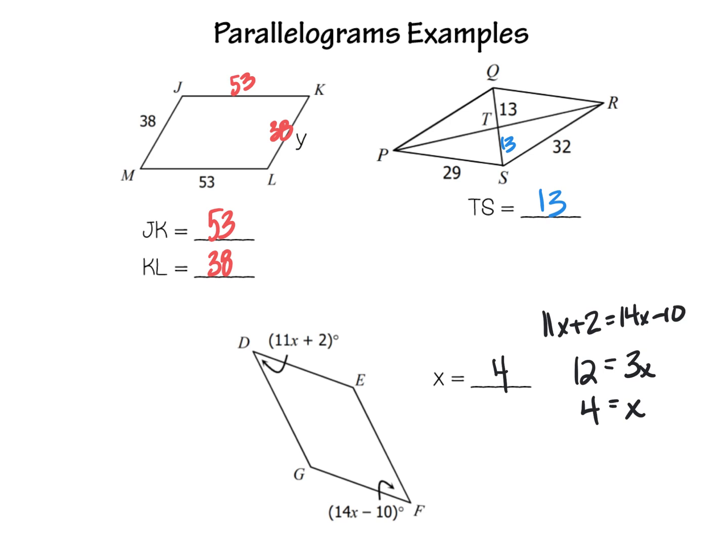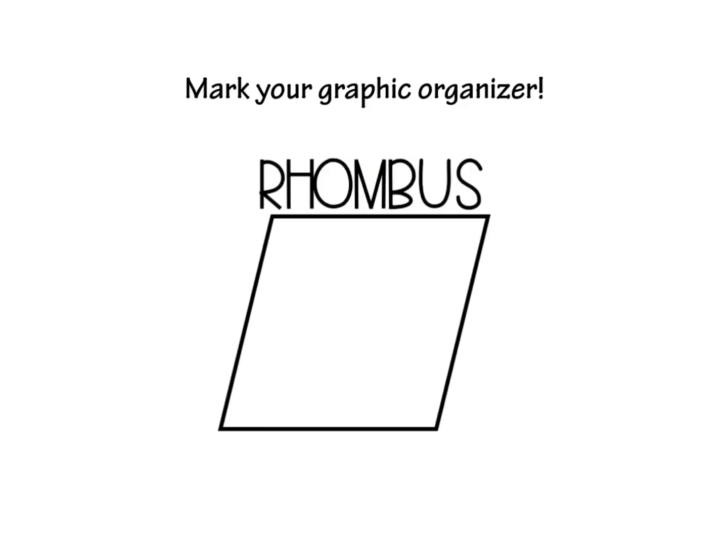All right, so our next figures that we're going to look at, the rhombus, the rectangle, and the square, those are all parallelograms, right? They're special parallelograms. So we have to keep in mind all of these next 3 figures are still going to have opposite sides that are congruent, opposite angles that are congruent, and diagonals that are bisected. But they're also going to have extra properties. Okay, so just kind of keep that stuff in the back of your head.